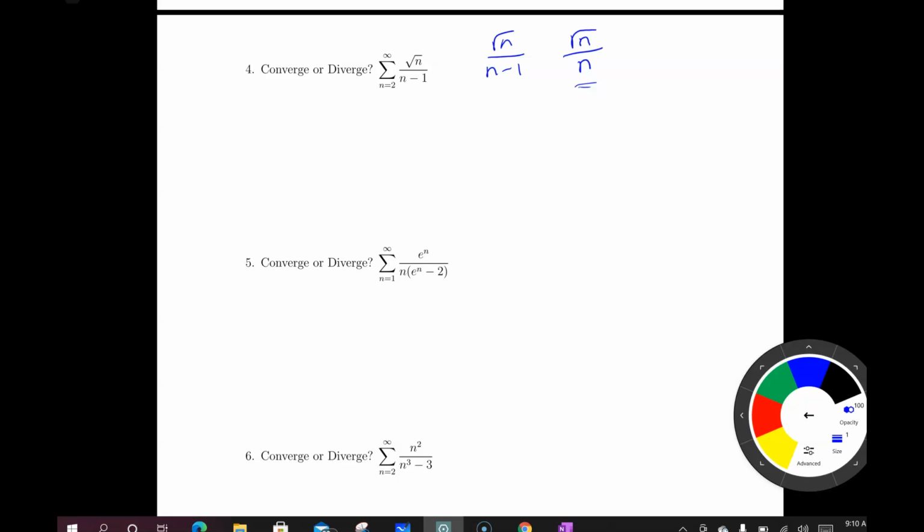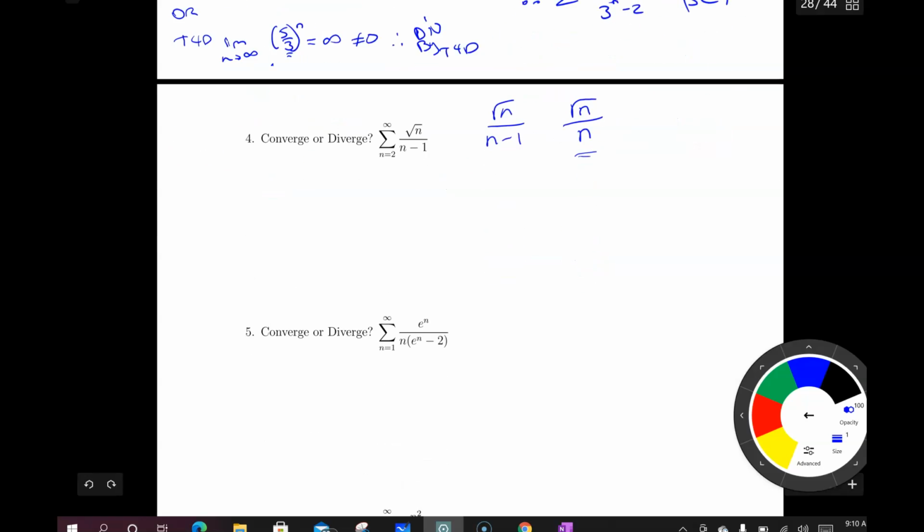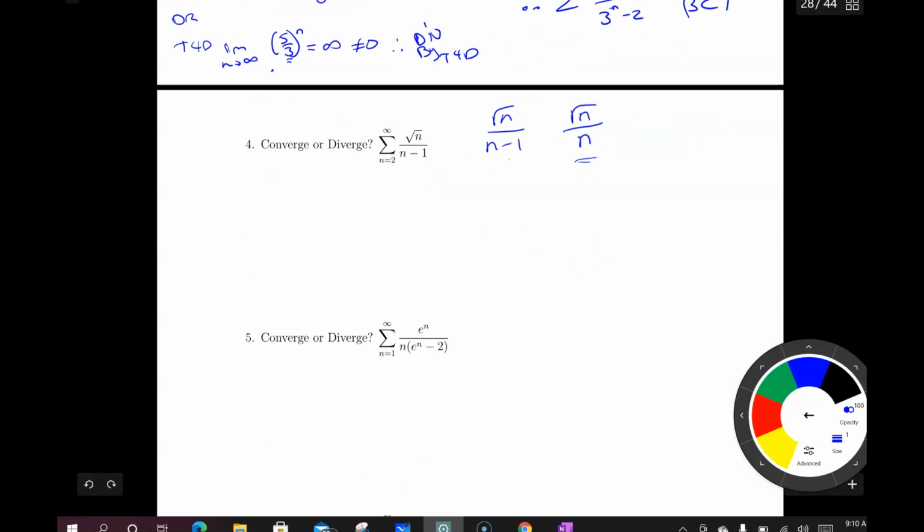Last one, it was this one. Let me just look back here. Last one here, after I took this number off, I got to a geometric. This one, when I take the number off, I'm going to get to a p-test. So taking this one number off can usually get you to something that you can figure out what it does.